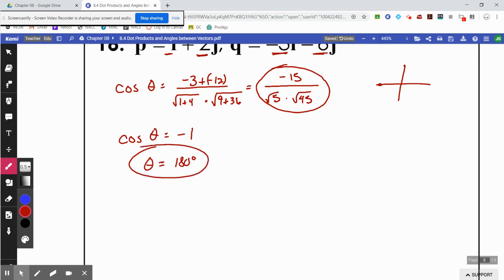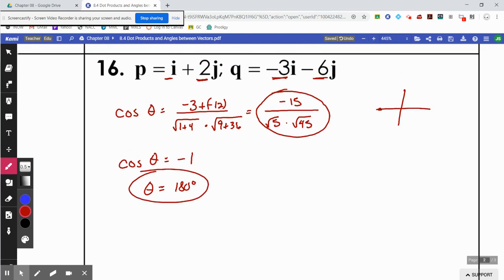And again, if your theta is 0 or 180, these two vectors are actually parallel vectors. They would be pointing in opposite directions in this case because of the 180 for the angle, but these vectors are parallel.